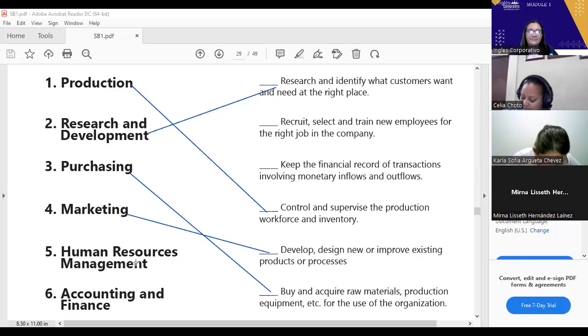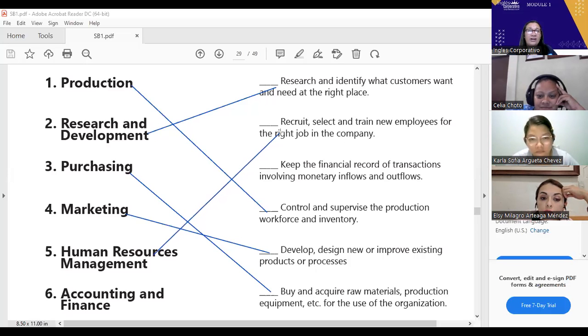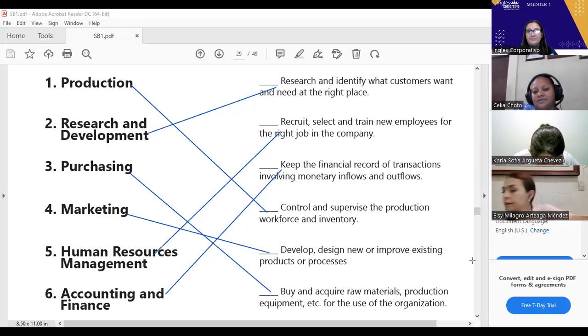Human resources? Recruit, select, and train new employees for the right job. So it's a long process, right? Usually human resources have a lot of work. Recruit, select, and train new employees for the right job in the company. And accounting and finances? Keep the financial record of transactions involving monetary inflows and outflows. All right. Questions?